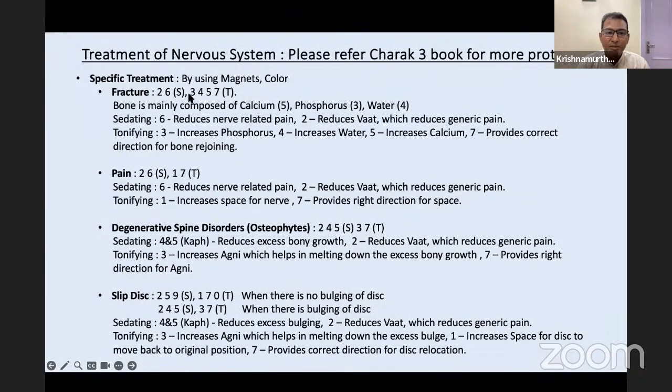So if there is a fracture, see, bone is mainly composed of what? A higher amount of earth and lower amount of water. And in earth also, it also needs fire. Bone is mainly composed of calcium, phosphorus, and water. Three main components. So calcium can be associated with earth element, phosphorus with fire element, and water is jal, that is the water element.